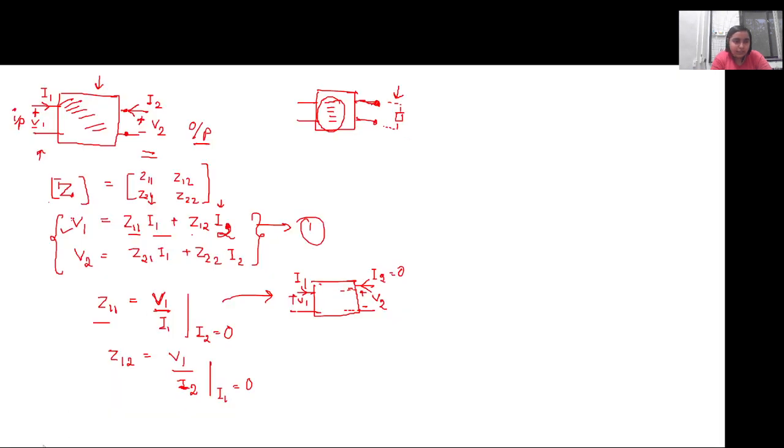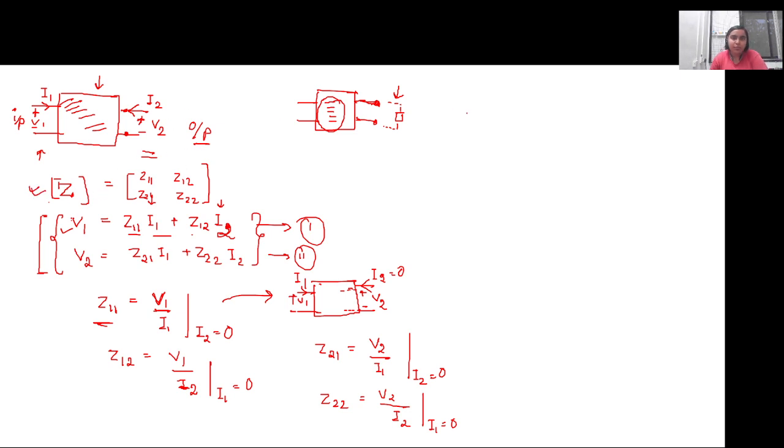Right now, the equations that we have, these two equations, are of importance to us. Similarly, if we consider the second equation here, you can calculate Z21, which will be equal to V2 by I1, considering I2 equal to 0, and Z22 similarly will be V2 by I2 with I1 equal to 0. Once we calculate these Z values, we will be able to calculate the Z matrix which is required in case of this two-port network.